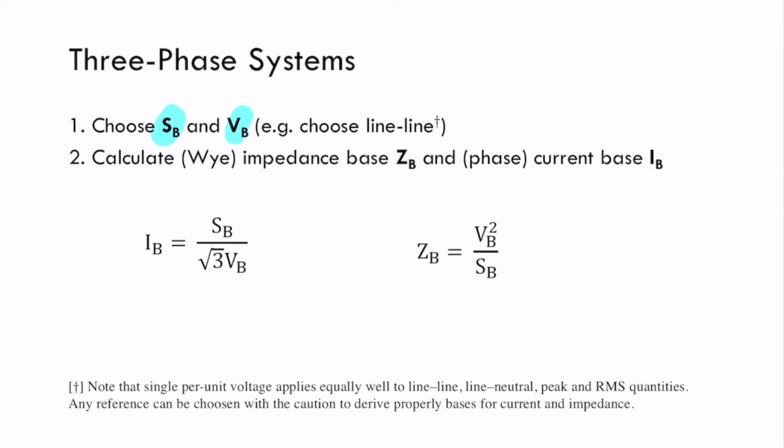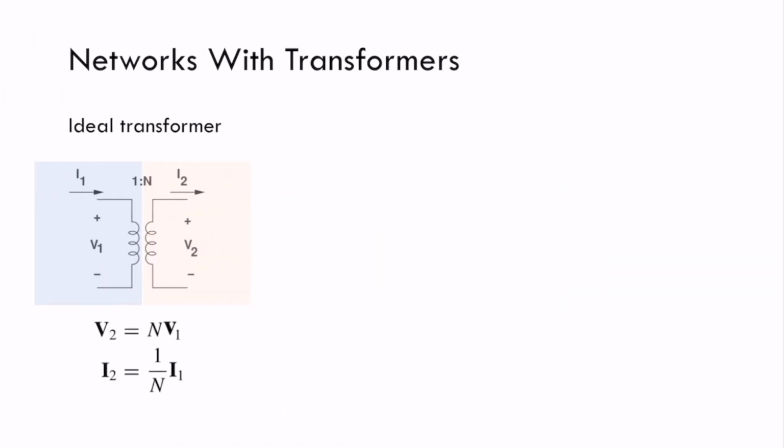And then we choose V base, for example, line to line voltage. Then we also need to calculate the base for the impedance when they are connected in Y, and for the current. With that, we have the four bases that we need to transform any variable of my system into per unit. Just to have consistent values, you need to compute the base of the impedance in this way.